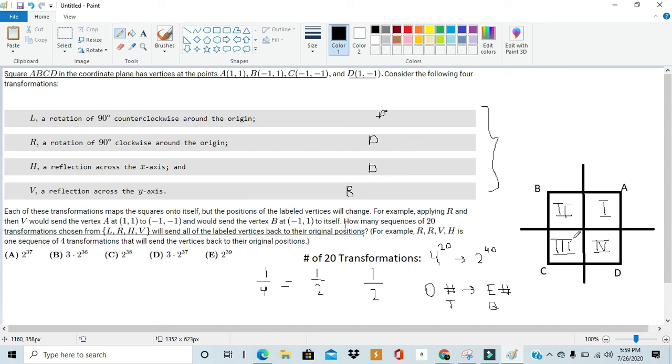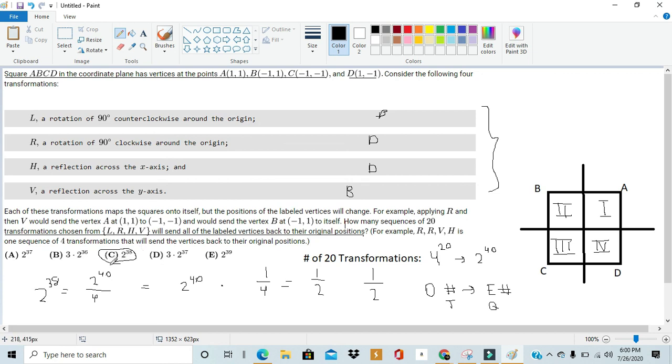So the number of possibilities that will work will be the probability of it working times the total number of transformations. In this case, the total number of transformations is 2 to the 40th, and the probability of it working is 1/4. So the total number of ways in which this will work is 2 to the 40th divided by 4. And since 4 is just 2 squared, we can cancel out the exponents to give us that the total number of working possibilities is 2 to the 38. So an answer of C.